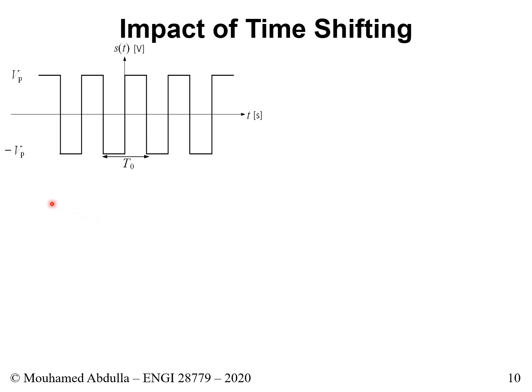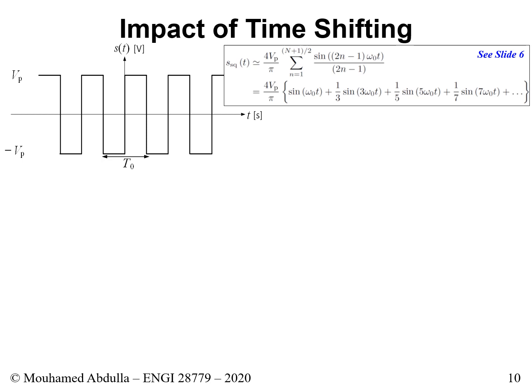So what I'm going to do here is I again brought the same signal that we analyzed throughout this lecture. Just put it here. Again, it's a square wave signal, and it has a lower value of minus VP, upper value of VP, and a period of T naught. Okay, so let's go on with the analysis.